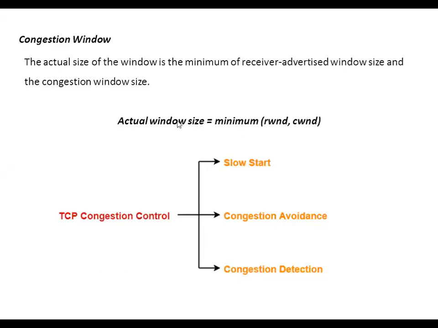So the actual window size is now calculated using this formula: it is equal to the minimum of the receiver's window size and the congestion window size. The congestion window size is nothing but the capacity of the network, that is how many packets the network can carry at each point in time. TCP uses 3 algorithms for controlling congestion, that is slow start, congestion avoidance, and congestion detection.